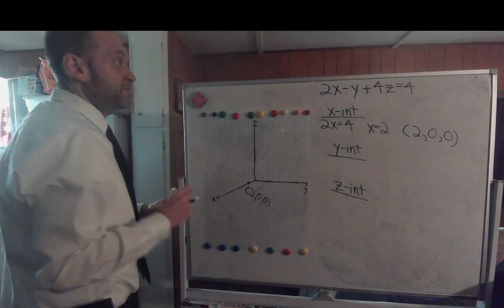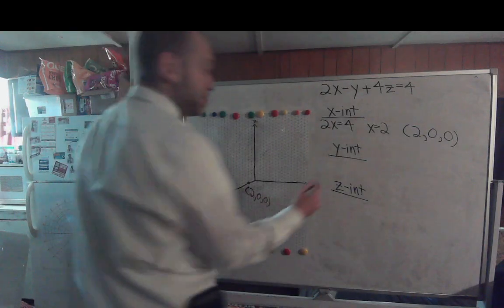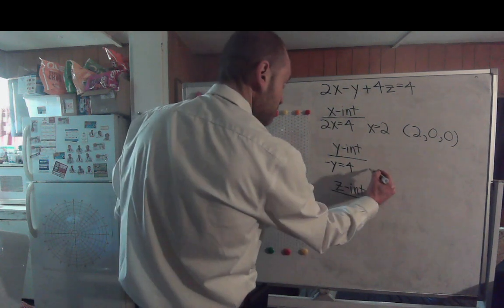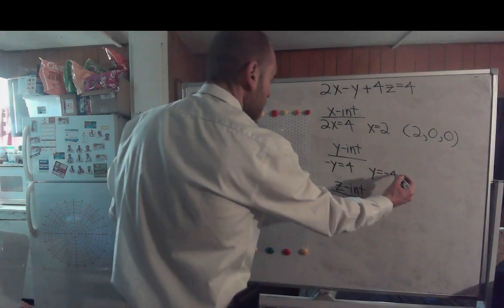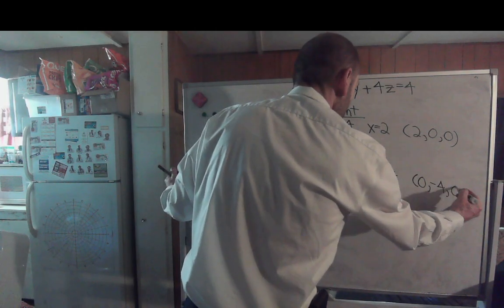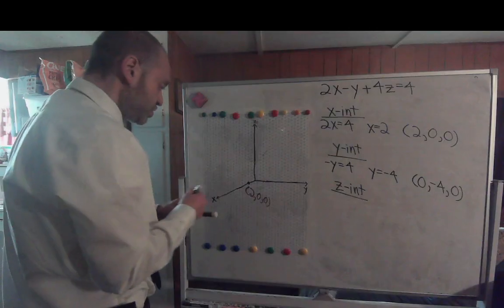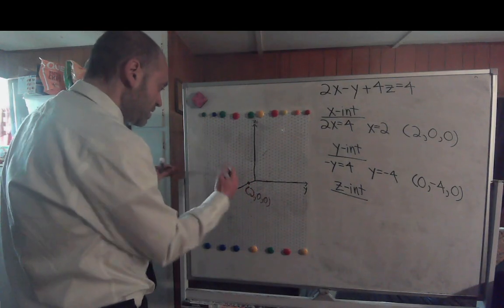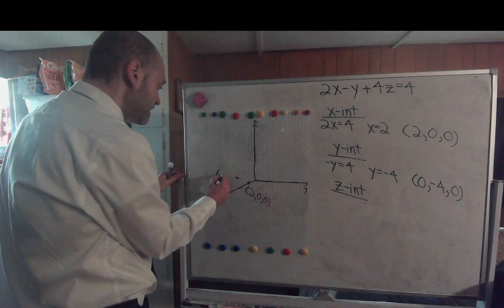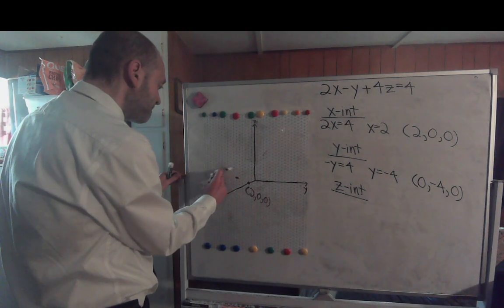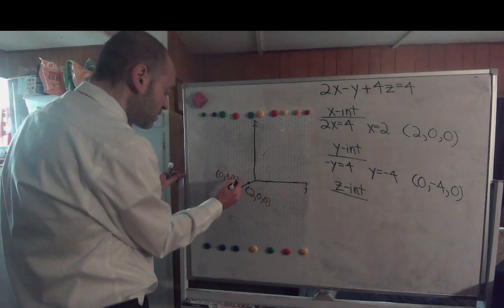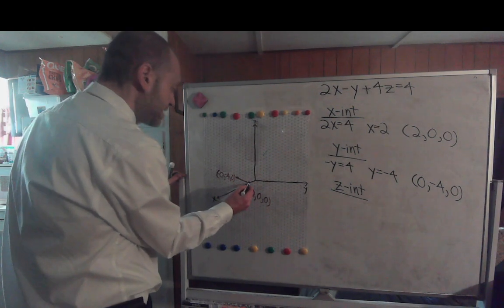And then we need to find the y-intercept. Well, we'll set x and z equal to 0. You would just get that negative y equals 4, which would give you that y equals negative 4. So the y-intercept would be at 0, negative 4, 0. So that would put you right about over here for your y-intercept. That would be at 0, negative 4, 0. And I'll go ahead and start connecting the x and y-intercept there.